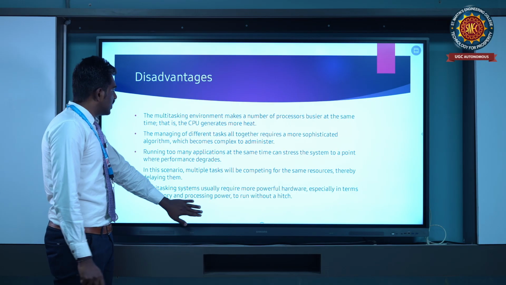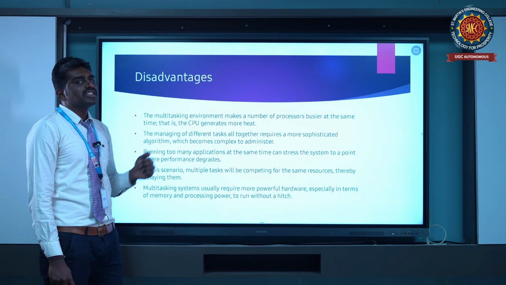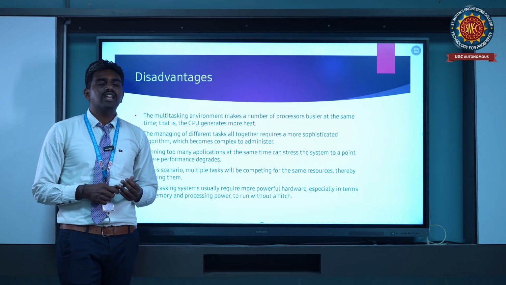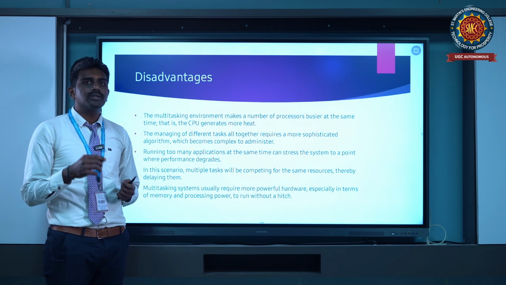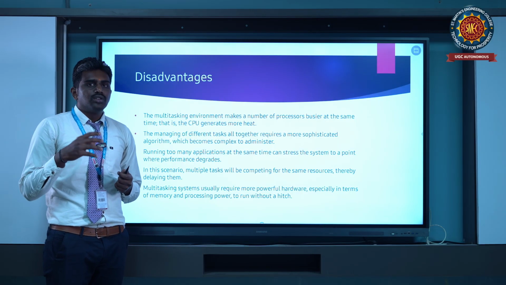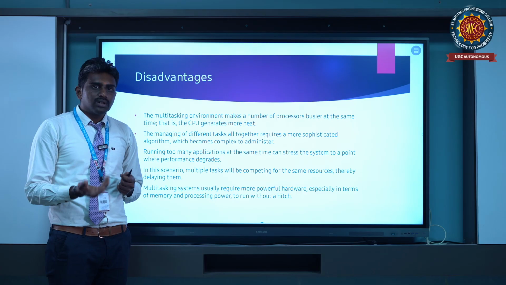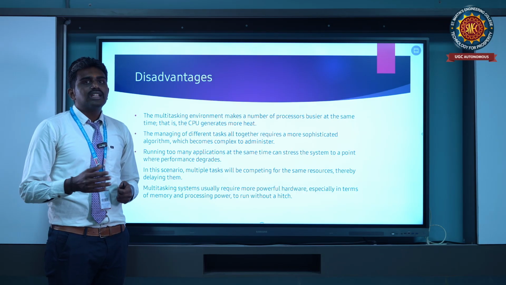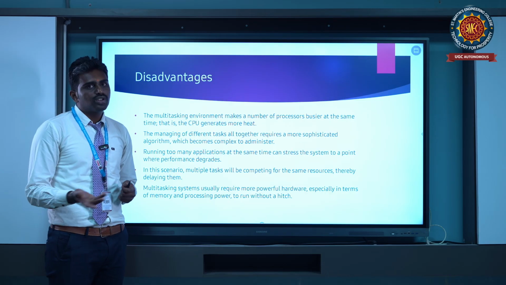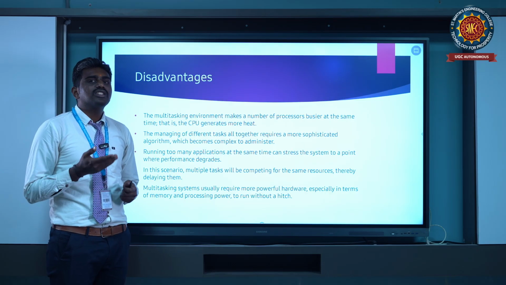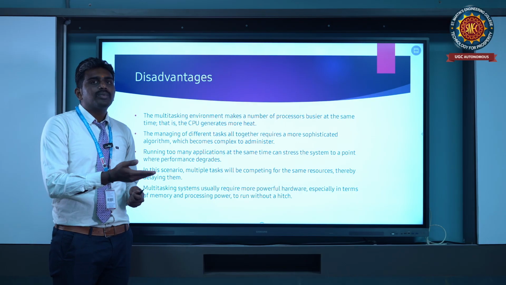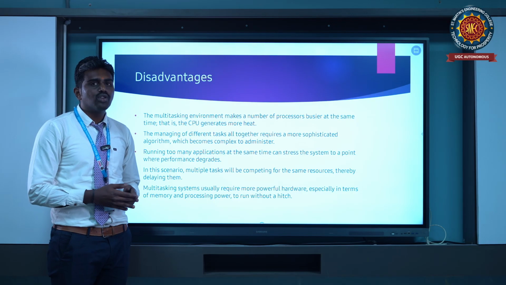The disadvantage is that the main memory affects performance, because when the main memory is low, the function takes more time. So we increase the main memory to get better output from the function. And it is more expensive compared to other operating systems.